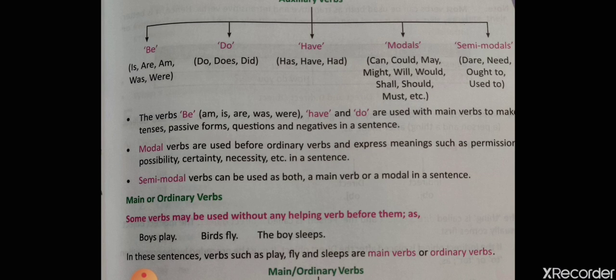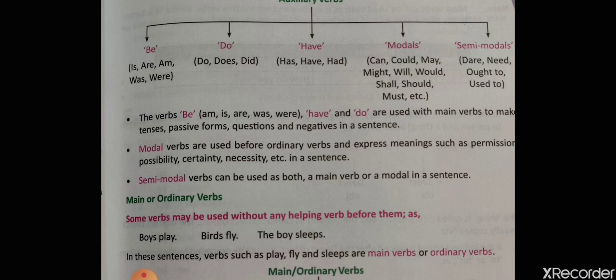Now modal verbs are used before ordinary verbs and express meanings such as permission, possibility, certainty, necessity, etc. So these are can, could, may, might, will, would, shall, should, must. These are the words that are used to ask, take some kind of permission, certainty, necessity, etc. And semi modals can be used as both main verb and modal in a sentence.